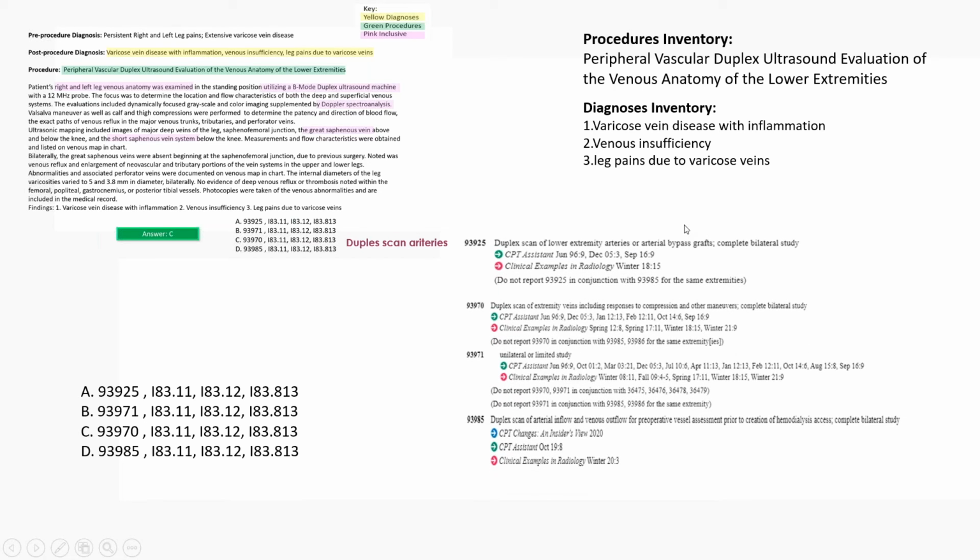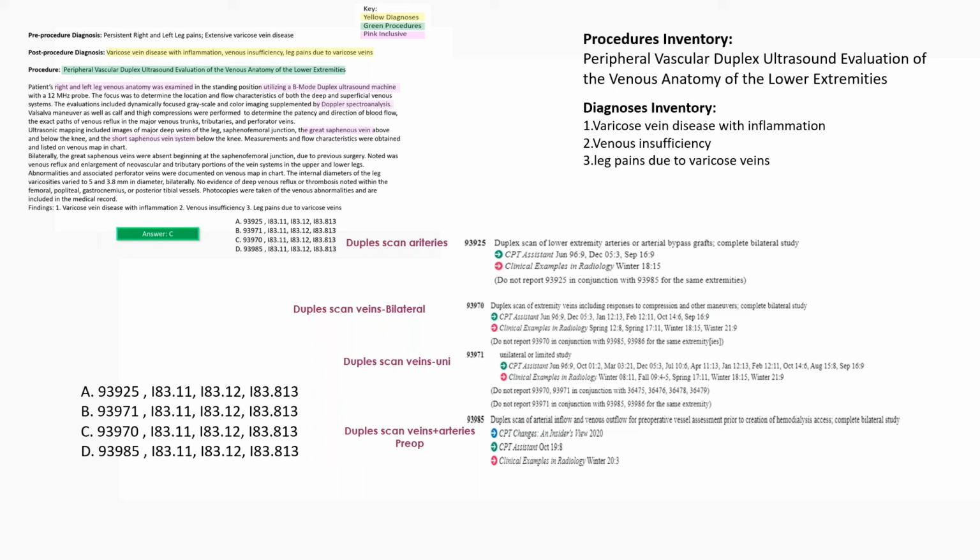And these are the procedure inventories: peripheral vascular duplex ultrasound, evaluation of the venous anatomy of the lower extremities was performed, and the diagnosis is varicose vein disease with inflammation, venous insufficiency, and pain in legs due to varicose veins. And these are our code options. Before we solve the scenario, 93925 is coding for duplex scan of arteries. 93970 is coding for duplex scan of veins bilateral, and 93971 is coding for duplex scan of veins unilateral, and 93985 is coding for duplex scan of veins and arteries with a preoperative vessel assessment prior to the creation of hemodialysis access.